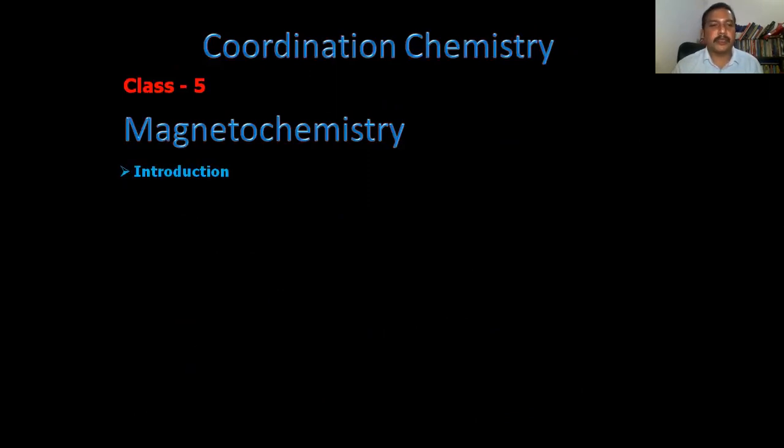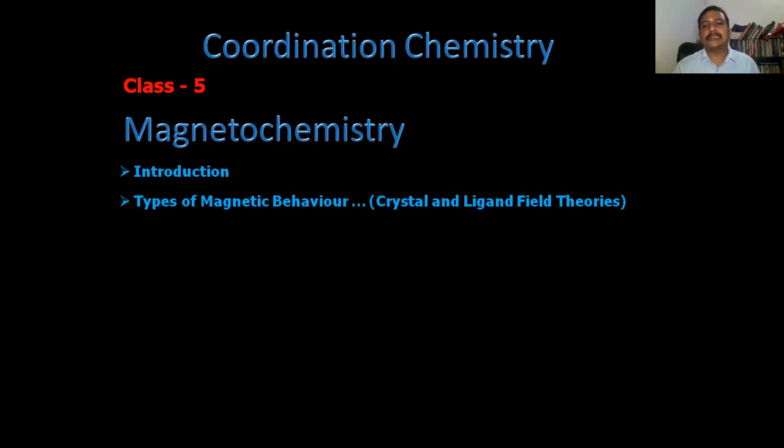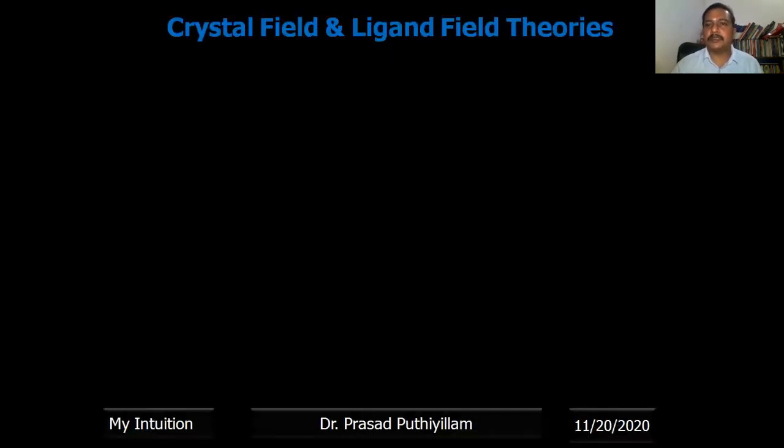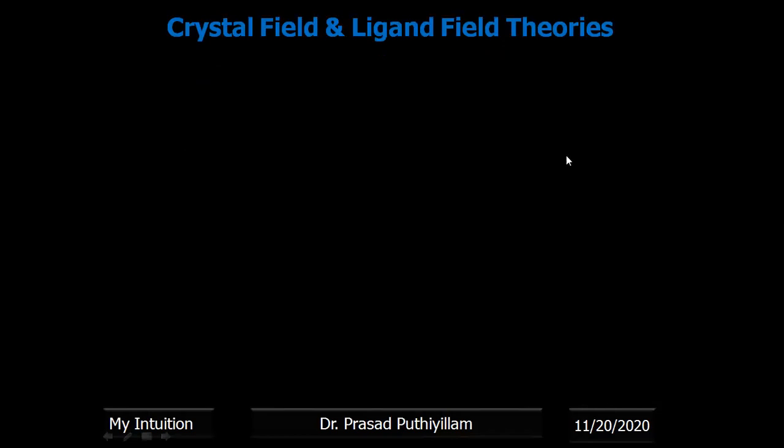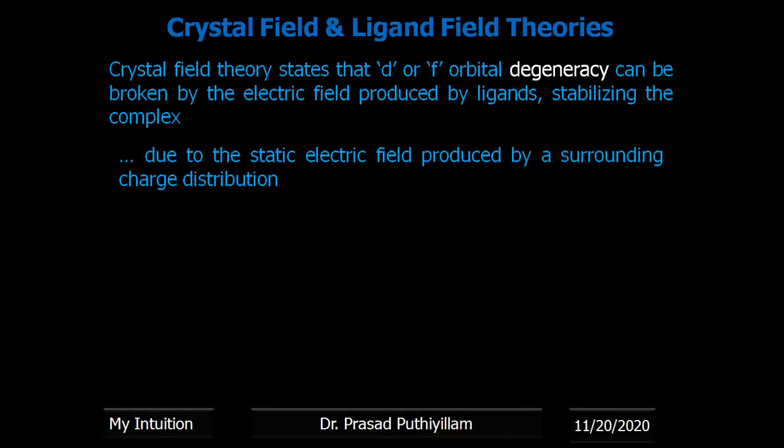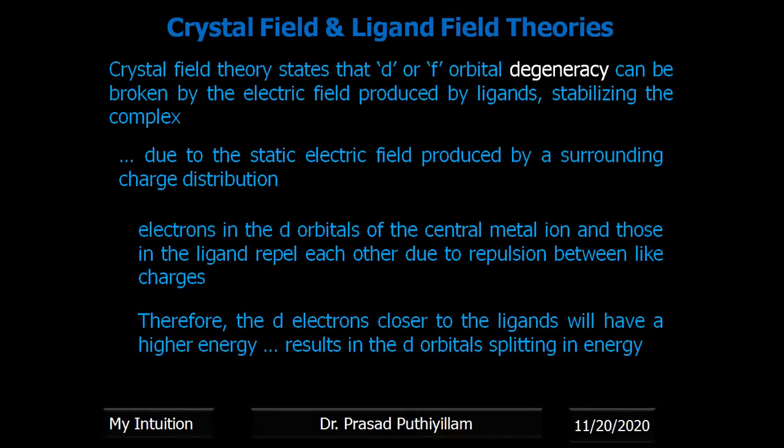Here I will be explaining about the crystal field as well as ligand field theories, the splitting of orbitals. Splitting of orbitals is supported by the crystal field theory. Whenever in presence of a ligand, what will happen? The crystal field theory states that d or f orbitals degeneracy can be broken by the electric field produced by ligands stabilizing the complex, and the degeneracy is broken due to the static electric field produced by surrounding charge distribution.